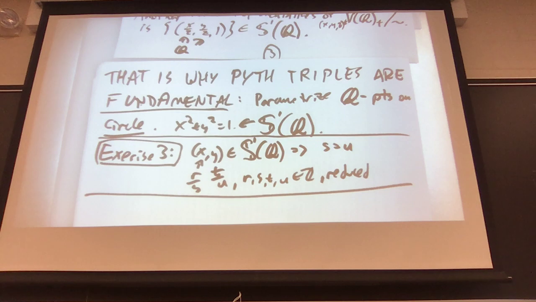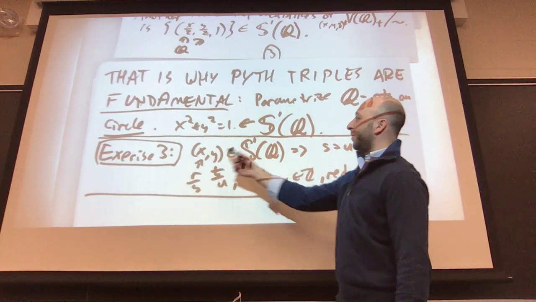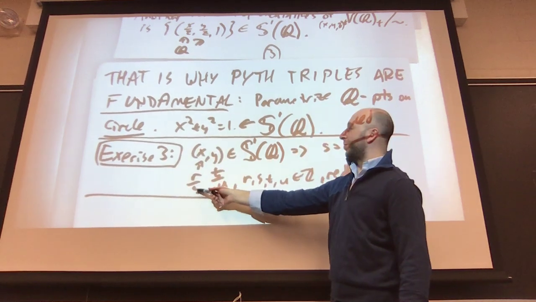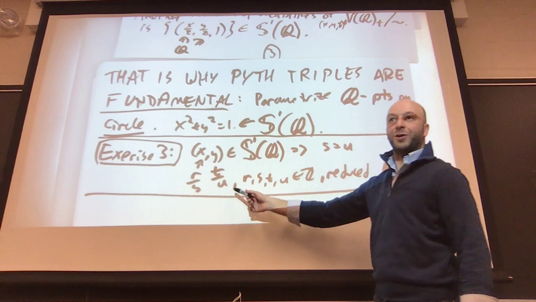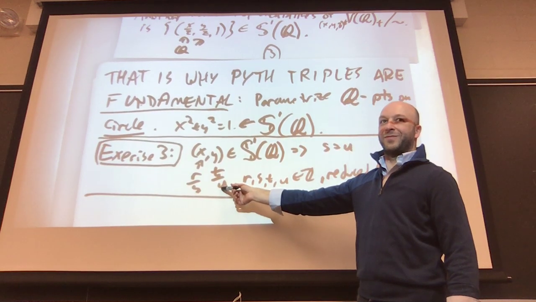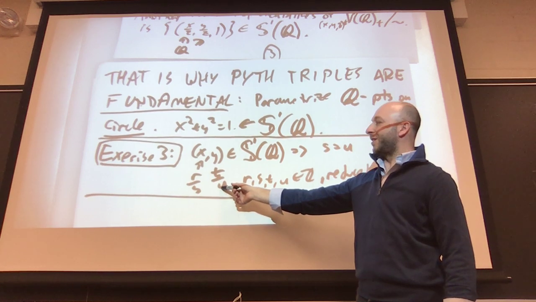Do you understand the exercise? Prove that if you have a rational point on the circle, if x and y satisfy x squared plus y squared equals 1, and x is r over s in lowest terms, and y is t over u in lowest terms, then s equals u. The denominators have to be equal.